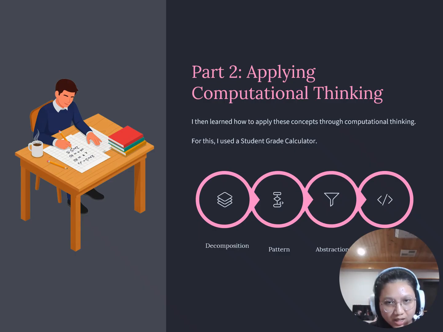The second step is pattern recognition. I identify the common process: input marks, calculate average, compare with grading rules, display grade. The third step is abstraction. I focus on relevant information, such as the student name, marks, average, and grade, while ignoring unnecessary information.